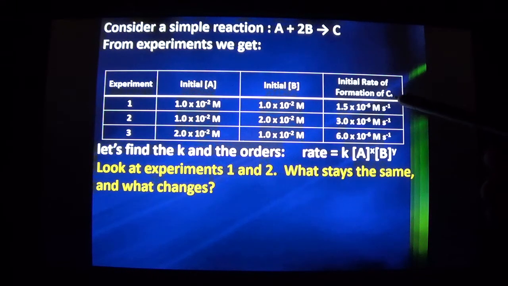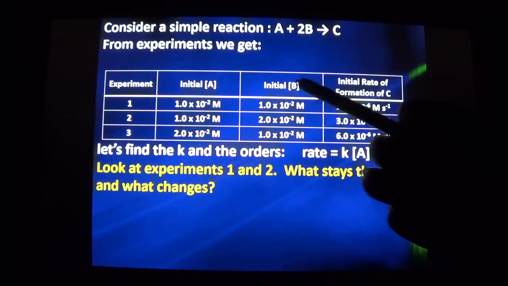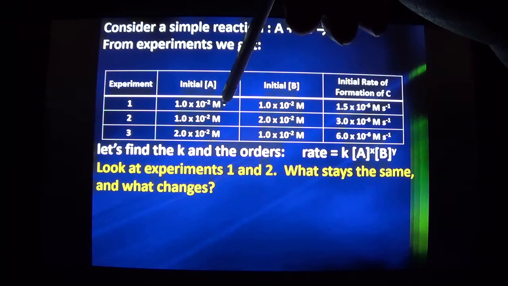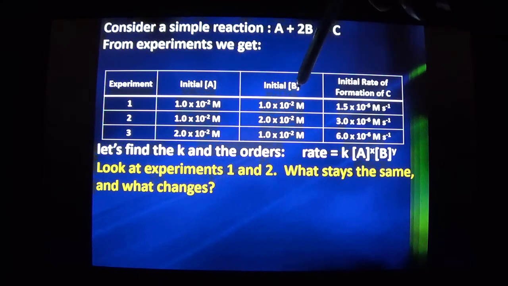So here is some imaginary experiment data. This would be the kind of thing that we would set up. Initially, I would do 3 experiments, and initially I would have so much A, and I'd have so much B, and then I would measure the rate of C forming. And my equation up here to remind you is that A and 2B will yield C. So how do we begin?